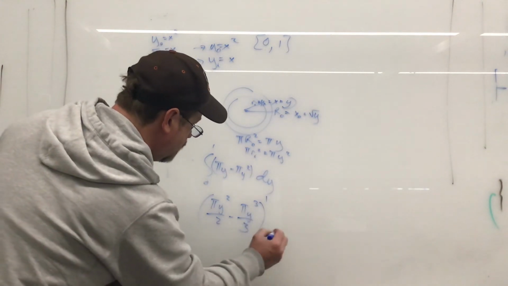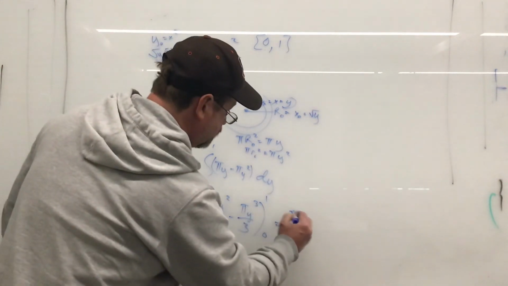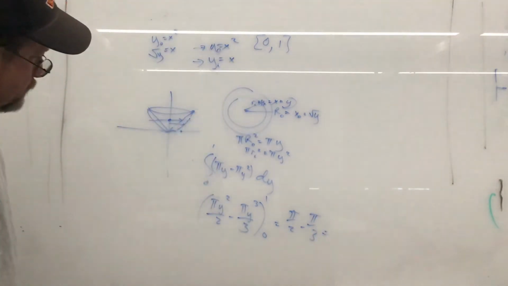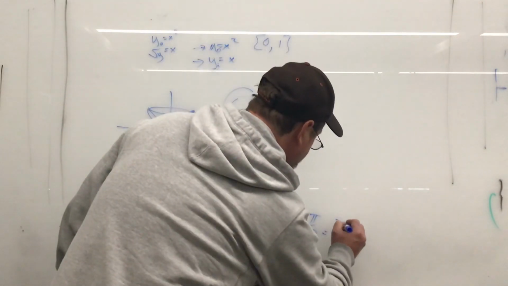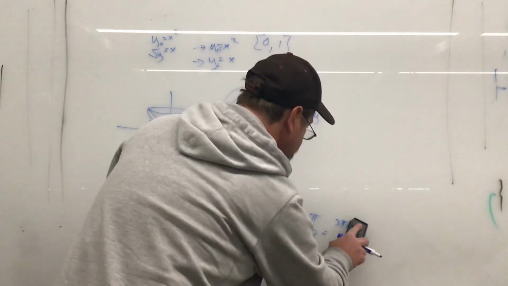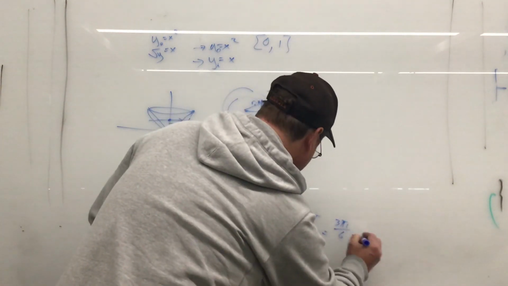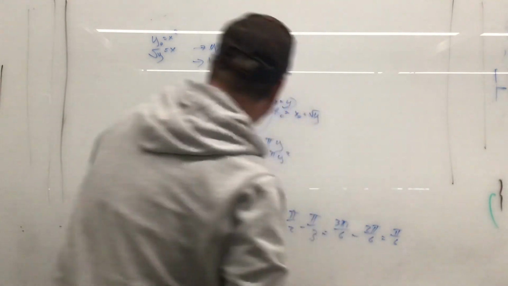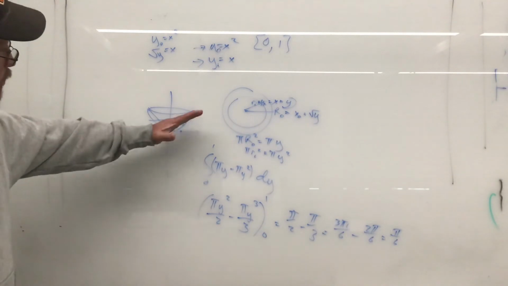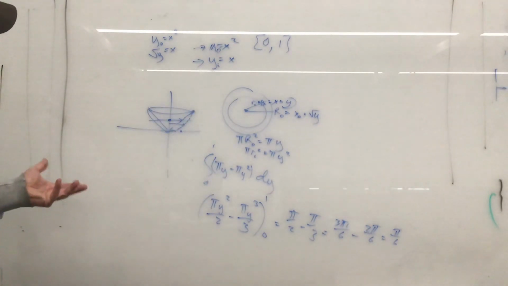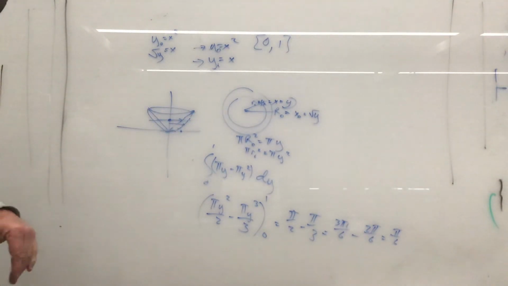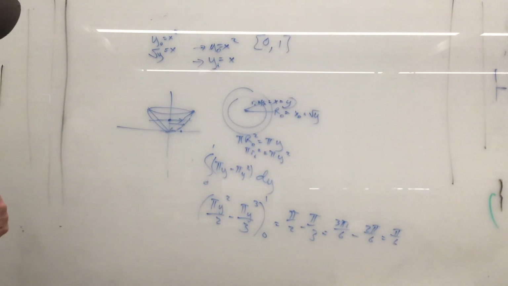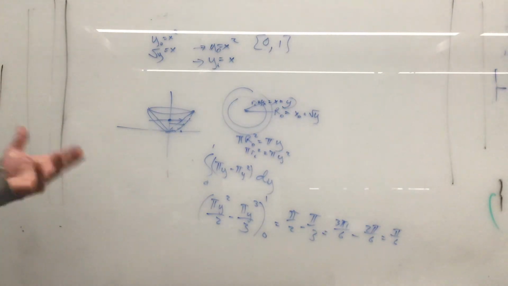Into which I need to plug 1 and 0. I get pi over 2 minus pi over 3, which is 3 pi over 6 minus 2 pi over 6, which is pi over 6. And notice that not only did rotating it this way change what the shape was, it also changed what the volume is of whatever it is we're getting. The other way, my volume was different than that. Right here, the integral just gives me the volume of pi over 6.